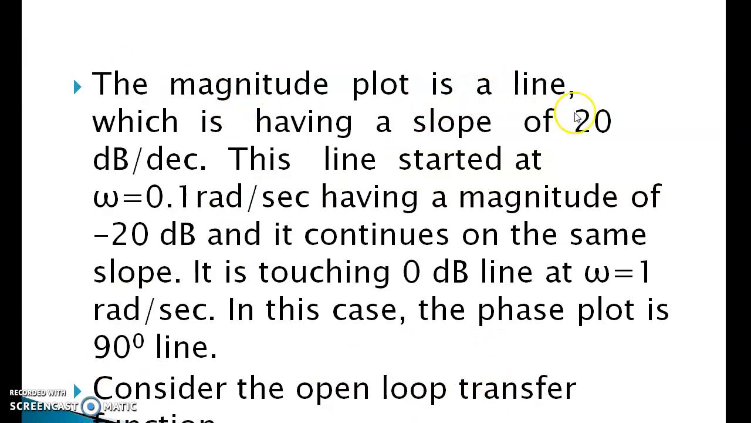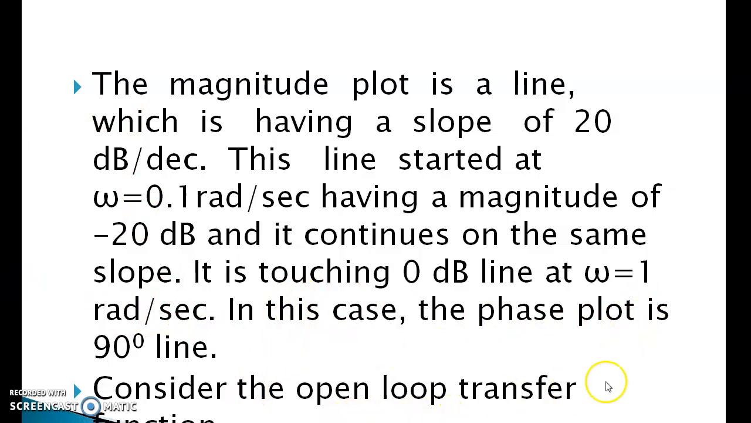The magnitude plot is a line which has a slope of 20 dB per decade. This line starts at omega is equal to 0.1 radian per second, having a magnitude of minus 20 decibels, and it continues on the same slope. It is touching the 0 decibel line at omega is equal to 1 radian per second. In this case, the phase plot is a 90 degree line.